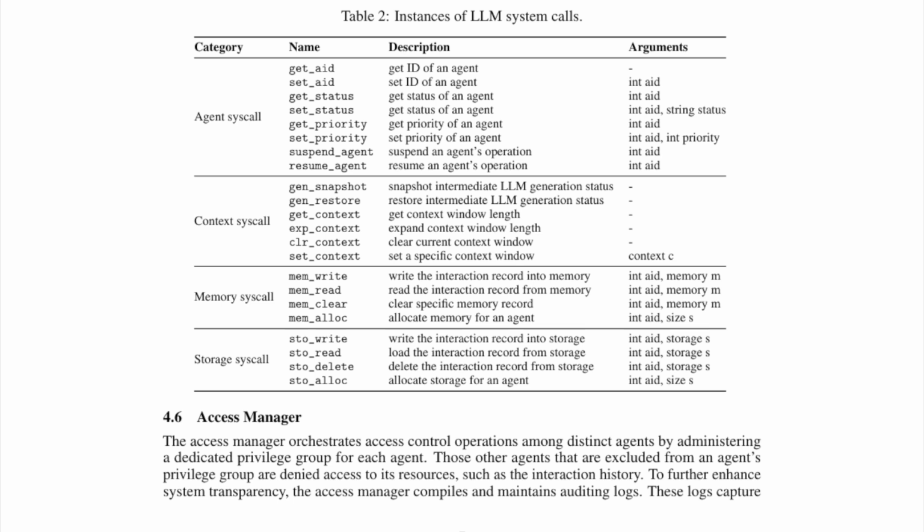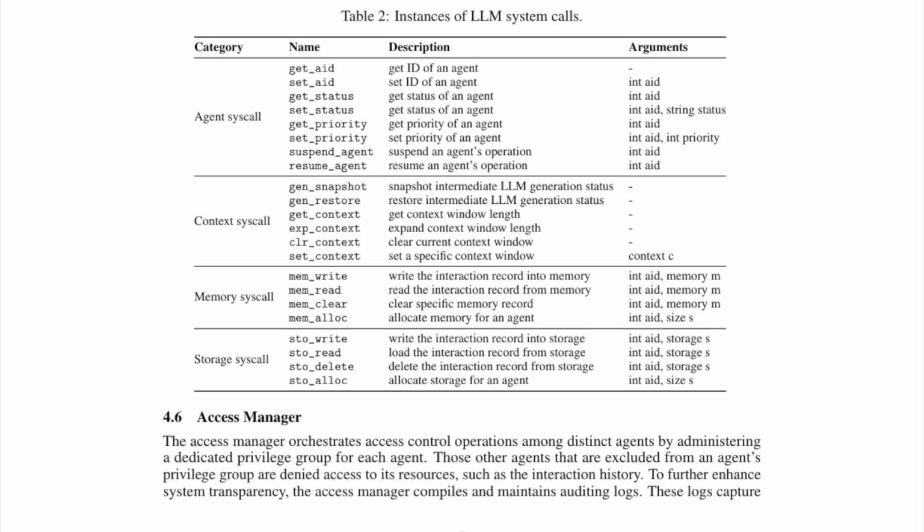Arguments included context C. Category: memory syscall. Name: mem write. Description: write the interaction record into memory. Arguments included int aid, memory m. Category: memory syscall. Name: mem read. Description: read the interaction record from memory. Arguments included int aid, memory m.